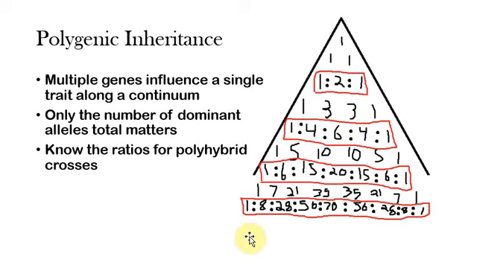So that's really it. That's all that we are going to cover for polygenic inheritance, and for Mendelian genetics as a whole, it's all just as simple as that.